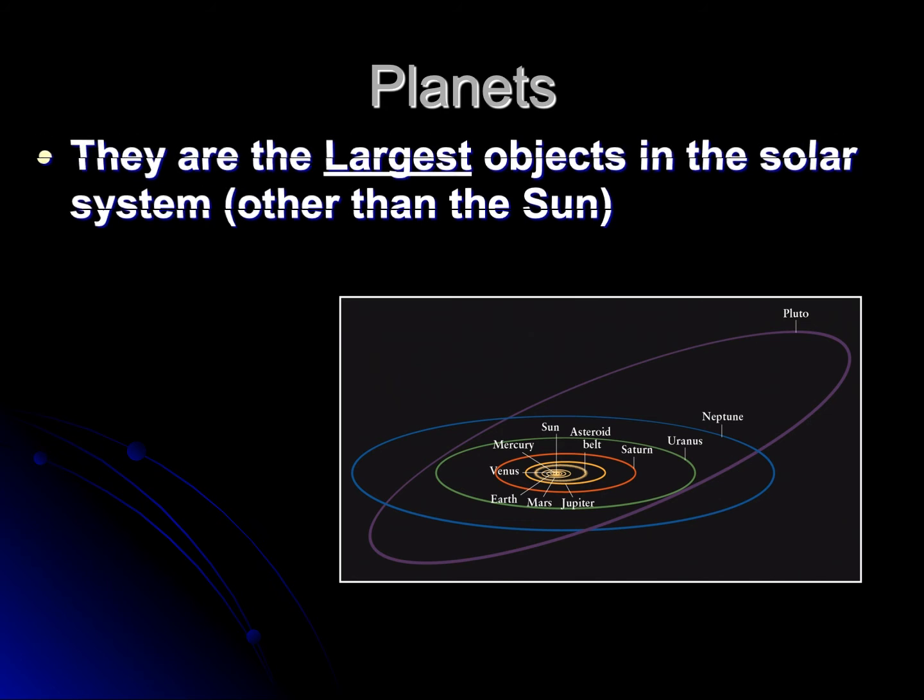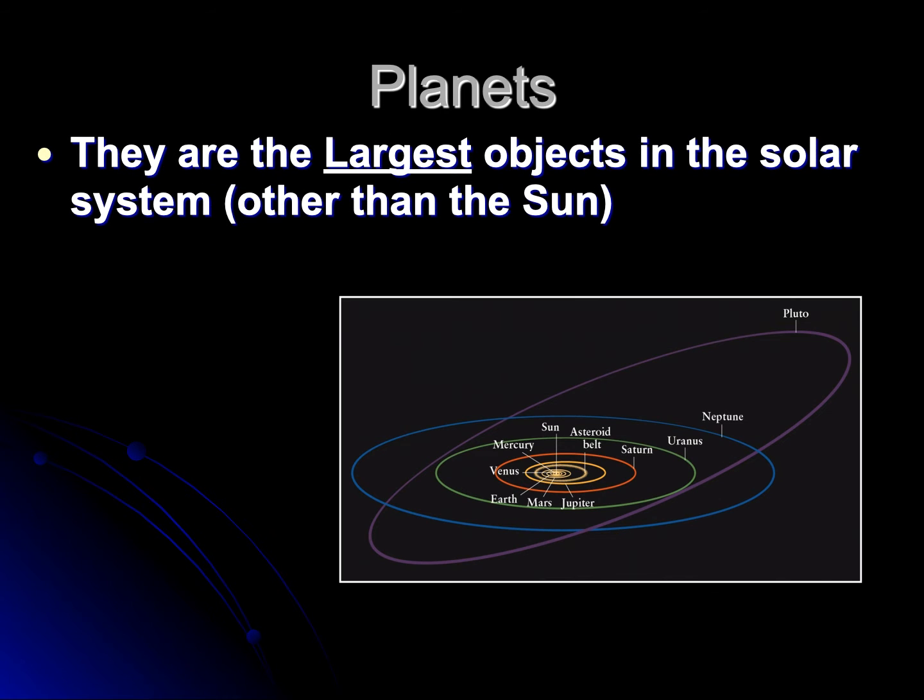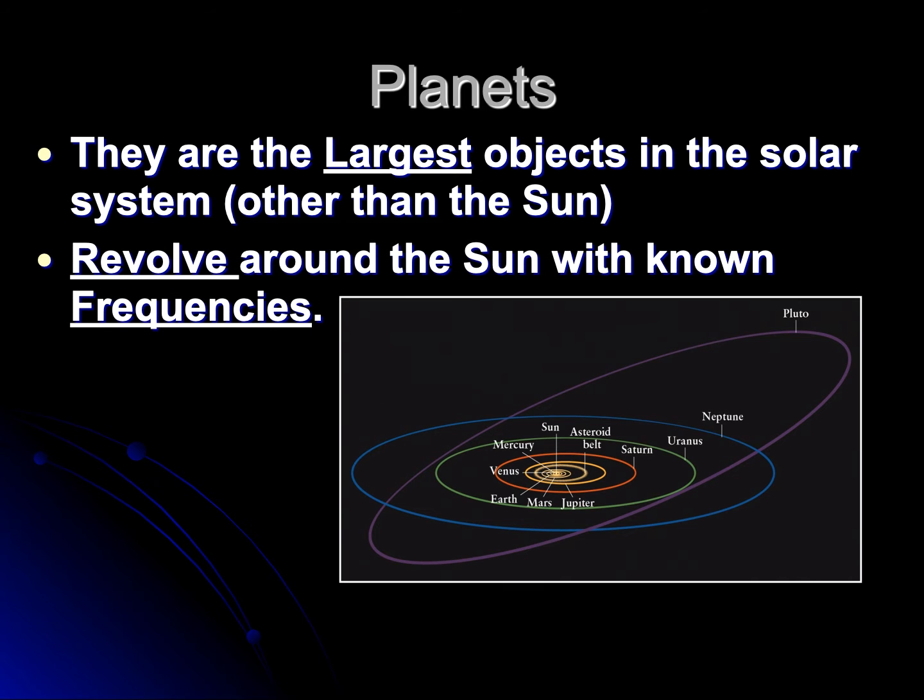I have this image here, and I'm going to talk about this image in just a minute. Planets are the largest objects in our solar system if you don't take the sun into consideration. Obviously, the sun is far larger than the rest of them, but when you get the sun out of there, the planets are the next largest thing. They revolve around the sun with known frequencies, meaning you can look up how long it takes Mercury, Venus, Earth, Mars, Jupiter, Saturn, Uranus, and Neptune to go around the sun. Those don't change.